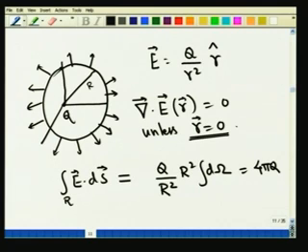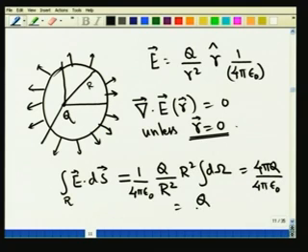Unfortunately, I have not been very careful in writing down these expressions. Now let me fill in all the details which I had omitted. This is not exactly q by r squared, but it multiplies a factor 1 over 4 pi epsilon naught. So that gets inherited here. Now let me put a 4 pi epsilon naught here. This is nothing but q divided by epsilon naught.